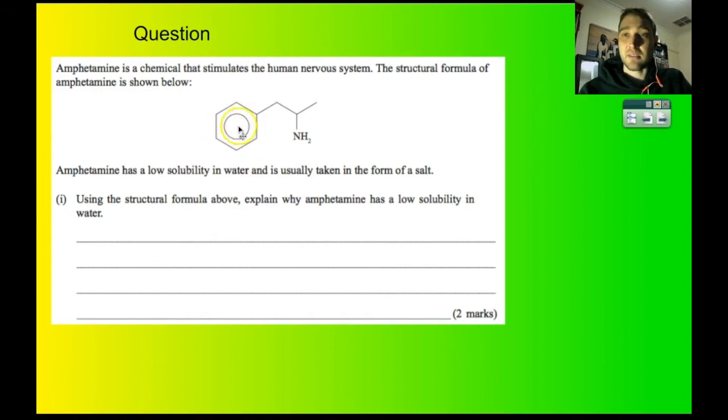Here we have a benzene ring. So this aspect of it won't be particularly soluble in water, particularly the benzene ring. They're not very soluble in water at all. So the reason why it has a low solubility, it does have some aspect of solubility due to the amino group here that can form hydrogen bonds with water, but the presence of a long carbon chain will reduce its ability to dissolve in water to a level where it would be mostly insoluble, I would suggest.